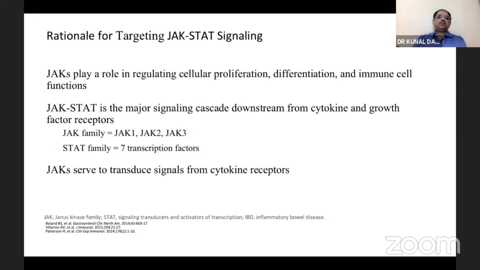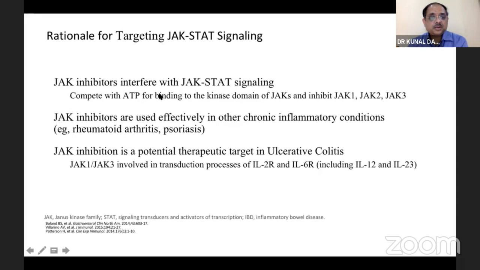I will just borrow 2 slides from Dr. Chaudhary's presentation. Rationale for targeting the JAK-STAT pathway. These are the new drugs which will be discussed in detail by Dr. Chaudhary. JAK plays a role in cellular proliferation, differentiation, and immune functions. JAK-STAT is a major signaling cascade downstream of cytokine and growth factor pathways. The JAK family is JAK1, JAK2, JAK3, and there are 7 STAT transcription factors. JAK serves as a transducer of signals from cytokine receptors. JAK inhibitors interfere with JAK-STAT signaling. JAK inhibitors are usually effective in other chronic inflammatory conditions.